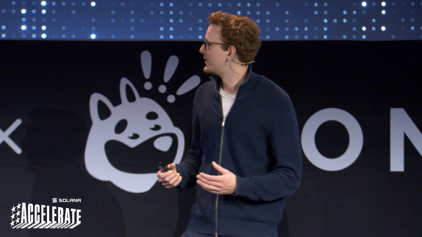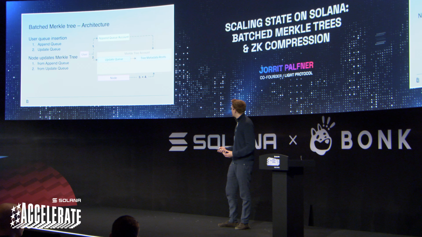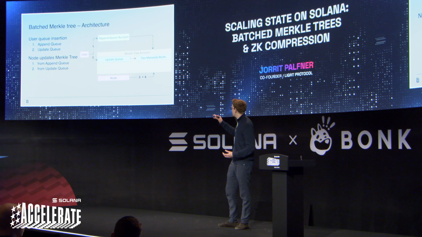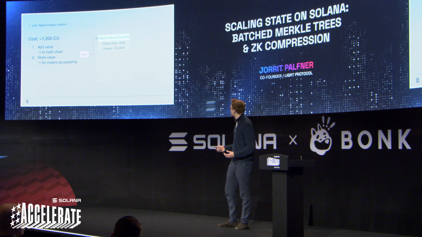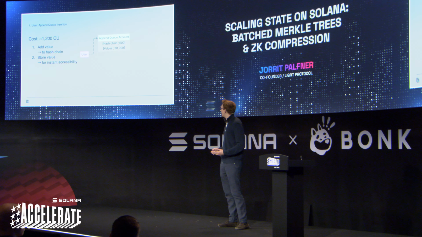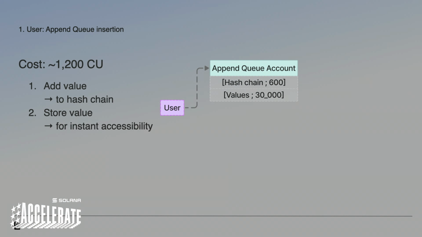Then you end up with two actors in the system. In purple, you can see the user. The user doesn't really interact with the Merkle tree itself anymore. The user just inserts values into these queues. And then we have a node server which performs the actual Merkle root updates and computes the heavier ZK proofs. In the following slides, I will walk through these insertion and update operations one by one. Let's start with the append queue. So the setting is, with our user, we want to append a value to the Merkle tree.